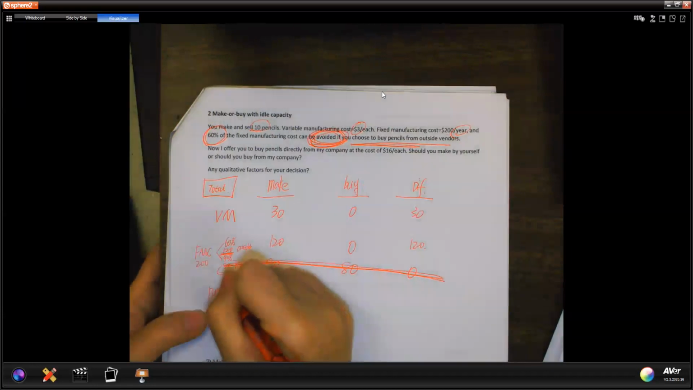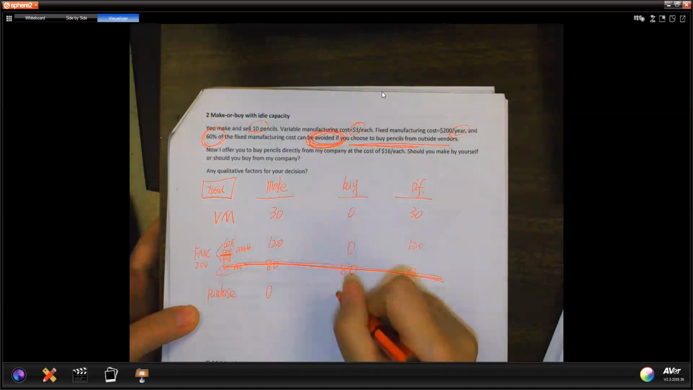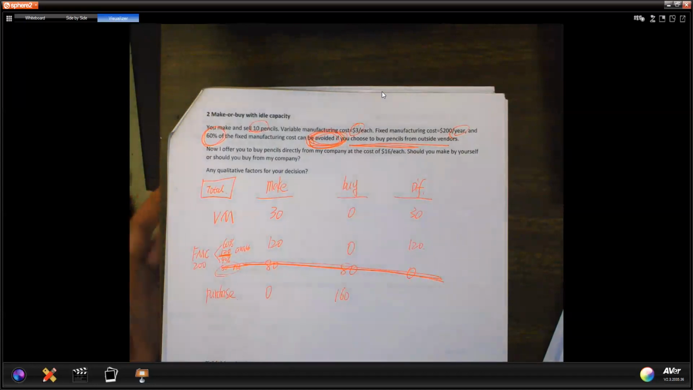And then we are not done. We still have the last one, the purchase cost. If you make, it's 0. If you buy, it's 16 each, so the total is 160. So your difference then will be negative 160.